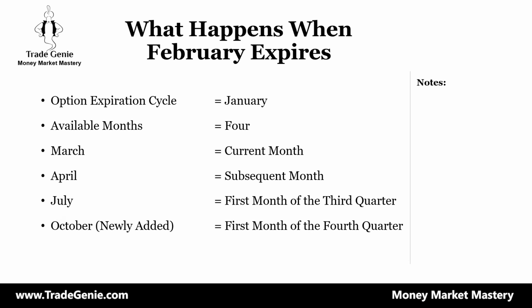It's not moving because we need 4 months: March, April, July, October. So 4 months. October was not there, so October expiry will be added to the chain.